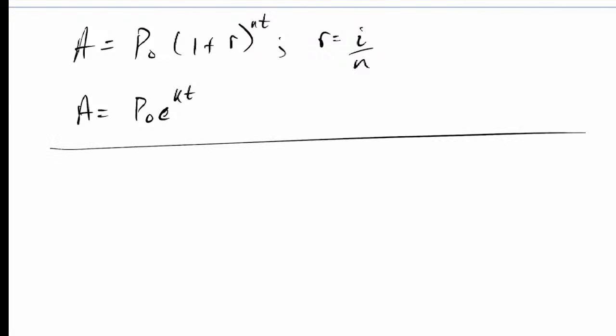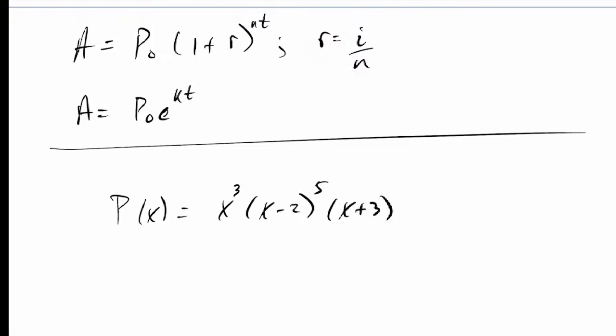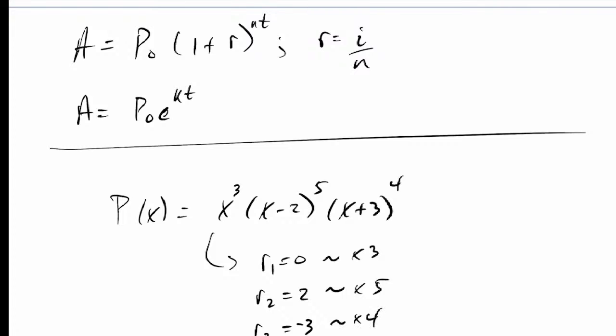Oh yeah, Alexis, for that, it just means something like this. Let's say I give you x cubed, x minus 2 to the 5th, x plus 3 to the 4th. Your first root is 0, with a multiplicity of 3. Your second root is 2, with a multiplicity of 5. And your third root is minus 3, with a multiplicity of 4. And as you know, when you add up your multiplicities, 9, 10, 11, 12, that equals the degree of your polynomial.